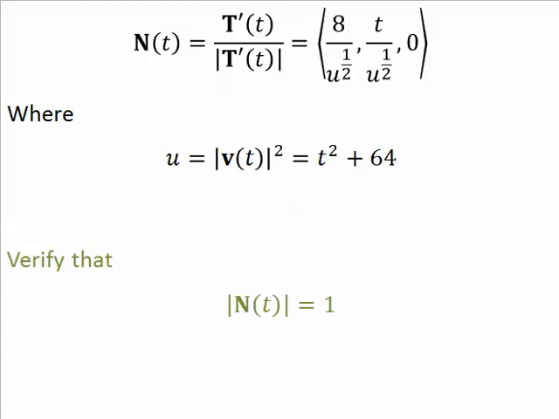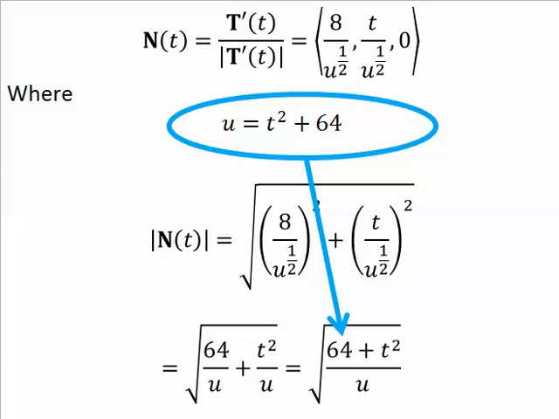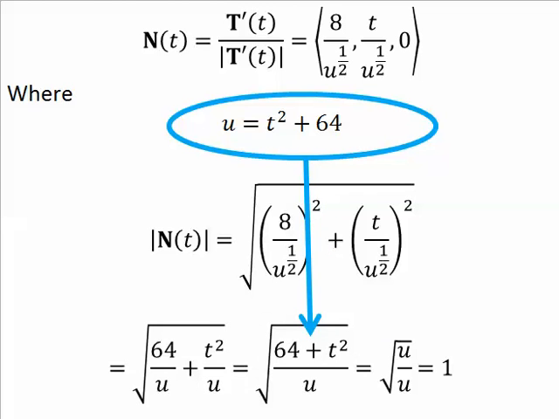All right, now verify that its length is equal to 1. We're almost done here. The square root of the sum of the squares. Find the squares. Then I recognize that 64 plus t squared is equal to u. And so I have u over u, and the square root of that is equal to 1. And I would use this notation of u for showing that the dot product is equal to 0 as well.